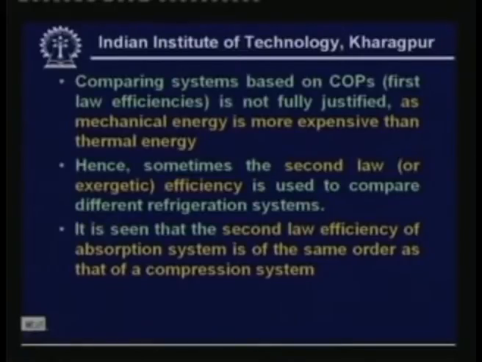That means if you are comparing the two systems based on COPs, then the absorption system is definitely bad, because you get a very low COP. But as I said, since the numerator and denominator are of different qualities, if you want to get the real picture, you must convert them into the same quantity. That means you have to convert the numerator and denominator in the expression for COP into exergy, then you get what is known as second law efficiency or exergetic efficiency. When you do this, you will find that the exergetic efficiency of an absorption system is almost the same as that of a compression system. So it does not look so bad when you look at the exergetic efficiency.